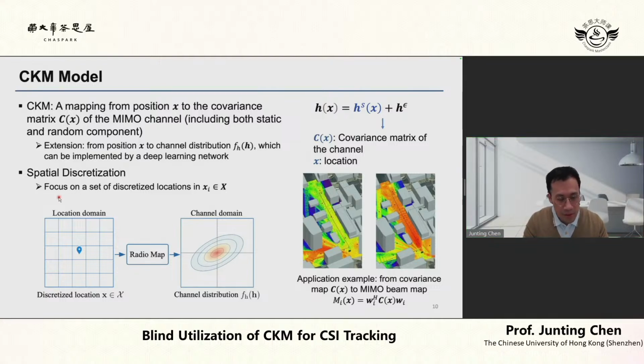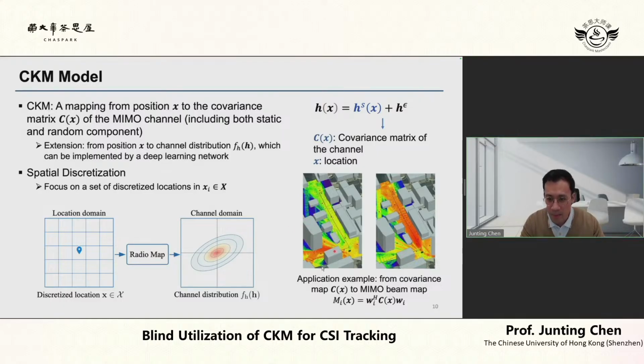And then, to simplify for the sake of complexity, we focus on a discretized scenario where we discretize the area of interest into some grid cells, and then we map each cell to a channel distribution, or more specifically, to the covariance matrix associated with the particular cell. So this is our radio map model: a cell from a discrete set to a covariance matrix.